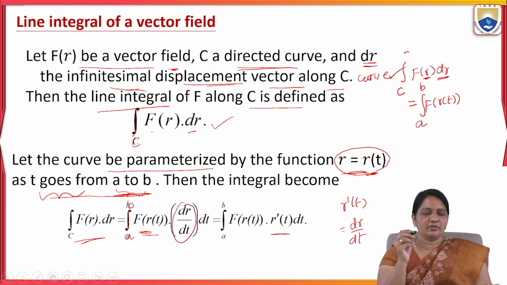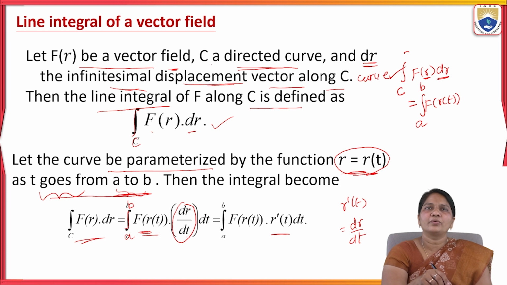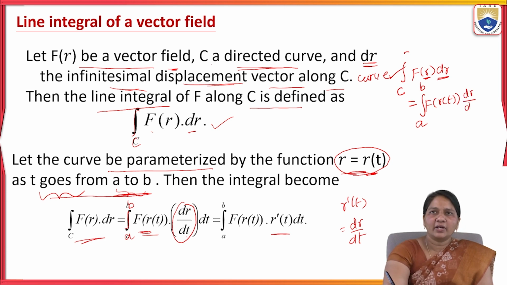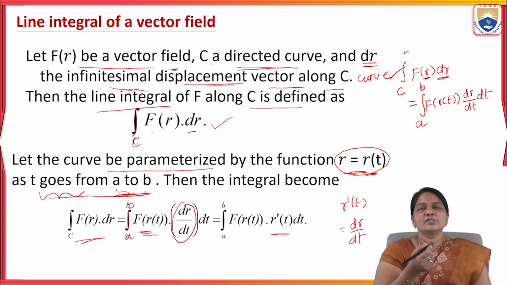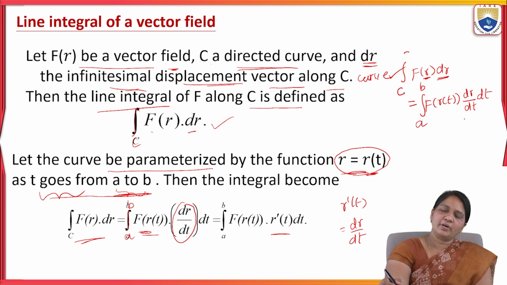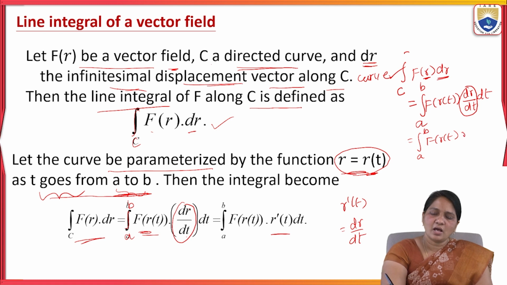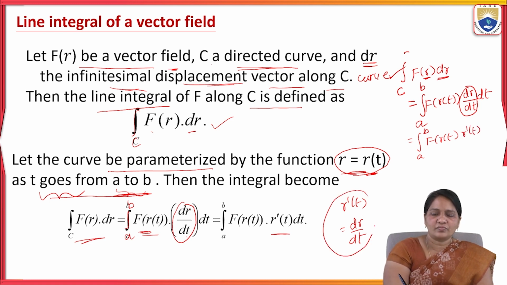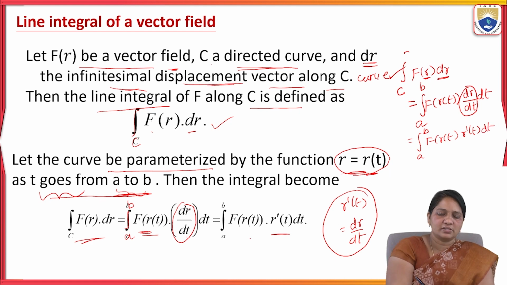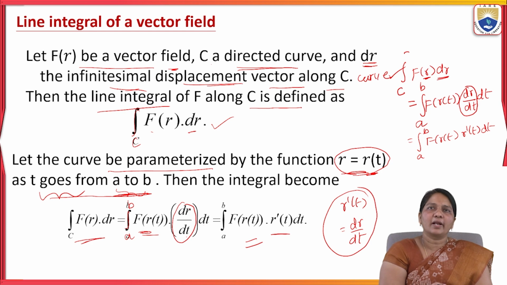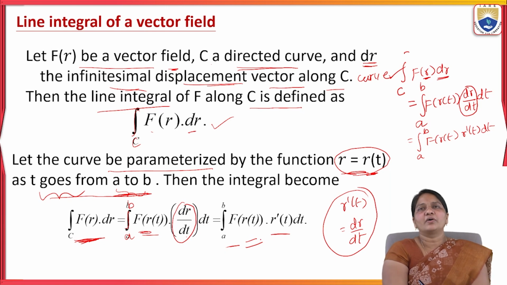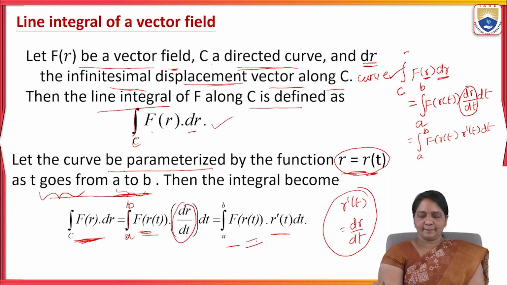And in place of dr, since it is parameterized, we multiply and divide by dt, so there is no change in the value. Now this is dr by dt into dt, so the integral from a to b of F of r of t, and I can write dr by dt as r dash of t. So if the curve is parameterized, r equal to r of t, then the integral over C of F of r dr equals the integral from a to b of F of r of t dot r dash of t into dt.